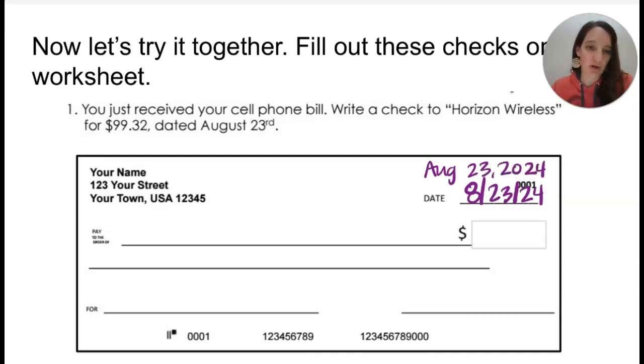Either one works, okay? There's not a right or wrong as long as it's the correct date. All right, so it is to Horizon Wireless. This can be in print or cursive, but it does need to be legible so the bank can know who exactly gets the money. Then you're going to put the amount right here.